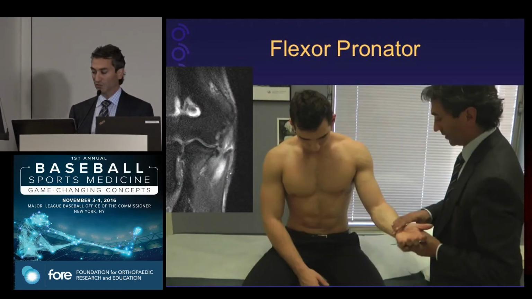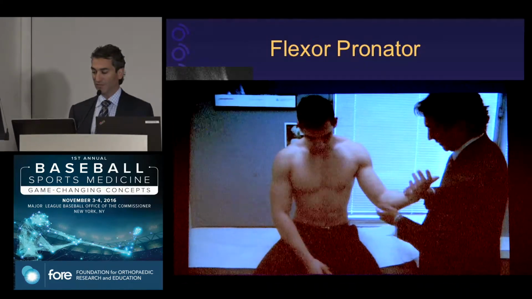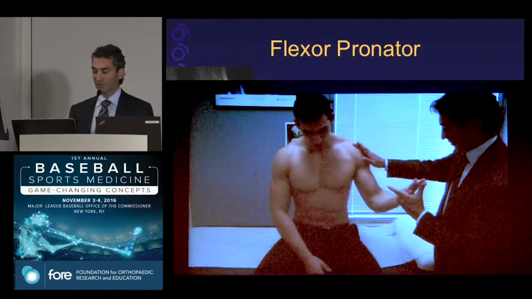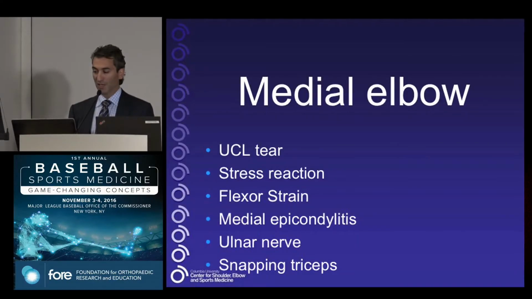We can check the flexor pronator mass. There's an MRI scan of a flexor that was damaged. You can palpate it, and then you could do resistance testing, flexion of the elbow, flexion of the fingers, and you can have them resist pronation. Okay, here's where the medial elbow is. Save the best for last.